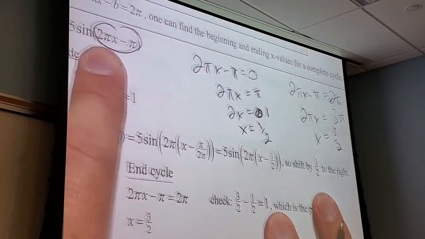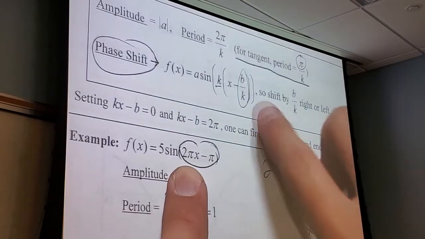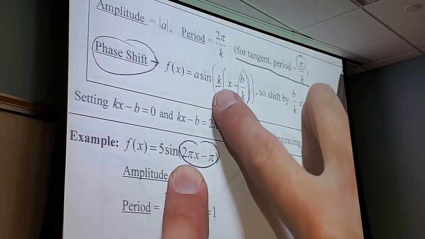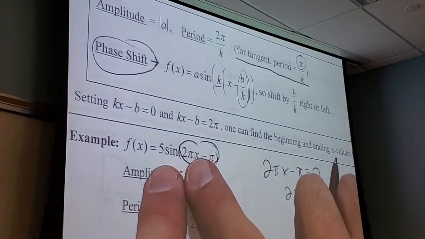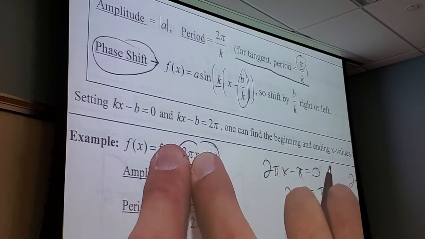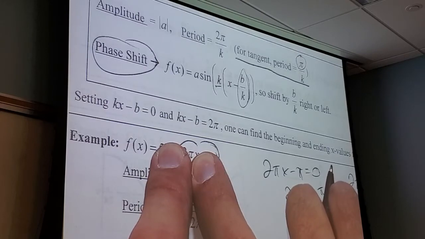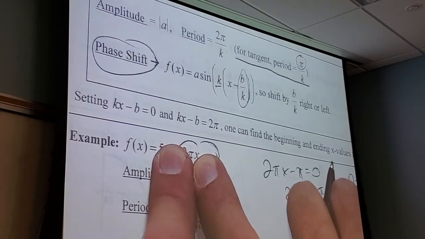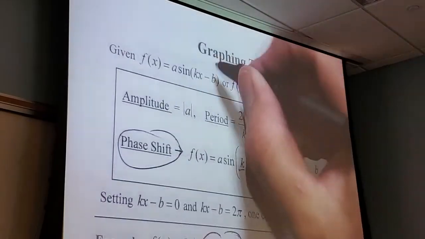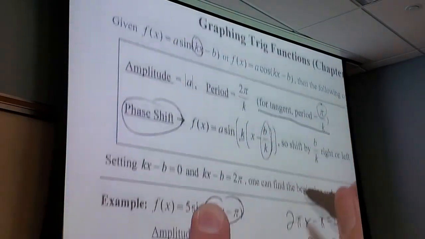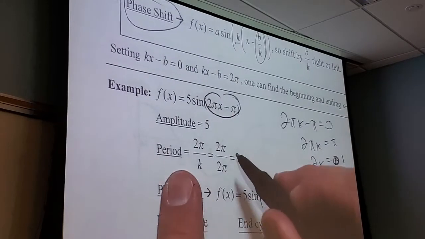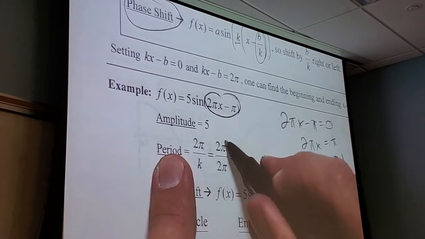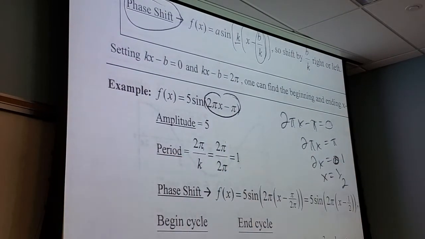What's k in here? Well, it's related to the period, but what's the value of k here? 2 pi. What's multiplying by x? Right, that's what k does. What's multiplied by x? 2 pi. So what's the period? 2 pi over that. 2 pi over 2 pi is 1. We get a period of 1.